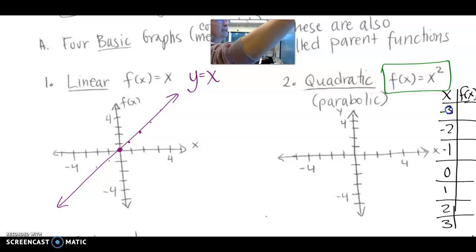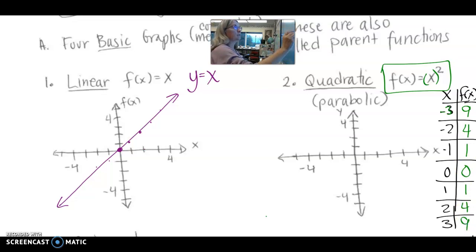So if I plug in -3 for x, and remember the x value is a -3, so we're squaring a -3, which means -3 times another -3, which is actually +9. Squaring -2, you get 4. -1 squared is 1, 0 squared is 0, and then that just goes back up again. Okay, so let's graph these points.